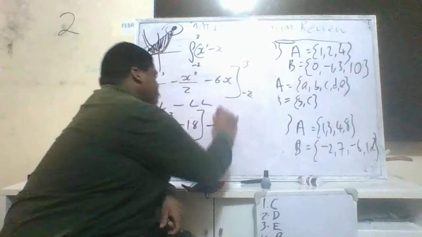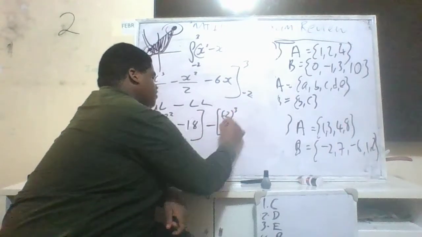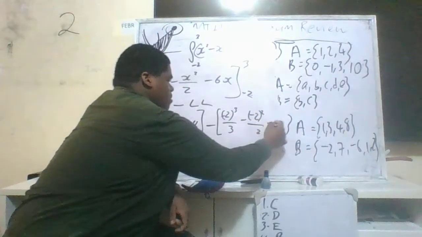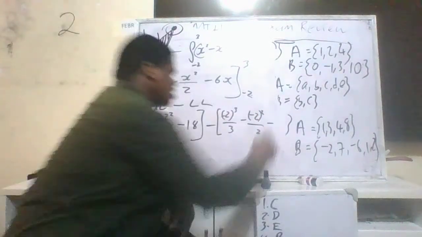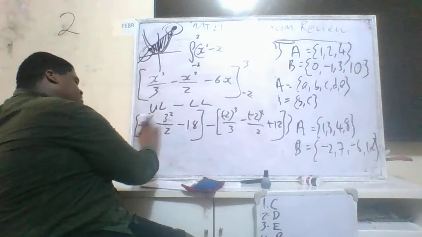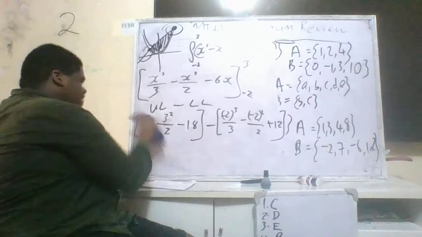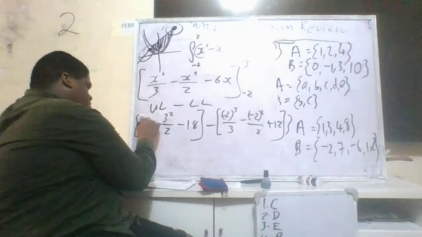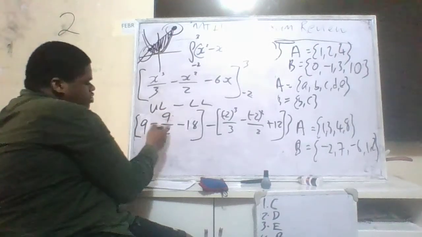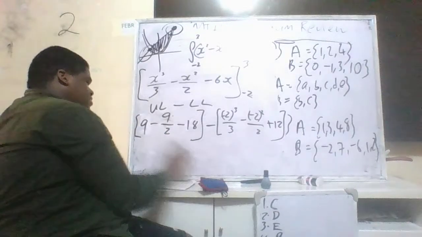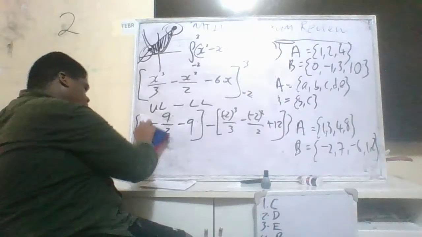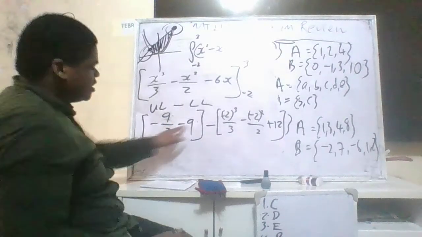Minus the lower limit. The lower limit is negative 2 to the power of 3 divided by 3 minus negative 2 squared divided by 2 minus 6 times minus 2, which is plus 12. Good. 3 to the power of 3 is 27. 27 divided by 3 is 9. 3 squared is 9. So this is 9 minus 9 over 2 minus 18. 9 minus 18 is minus 9.